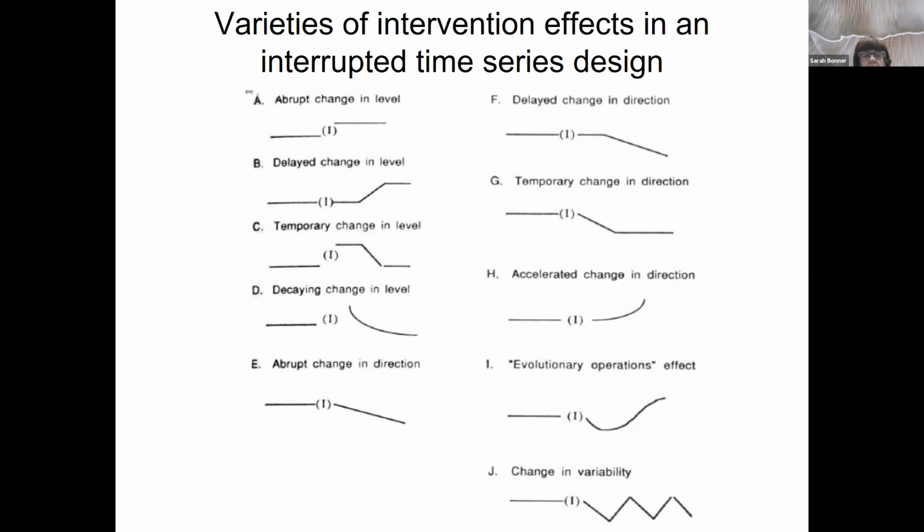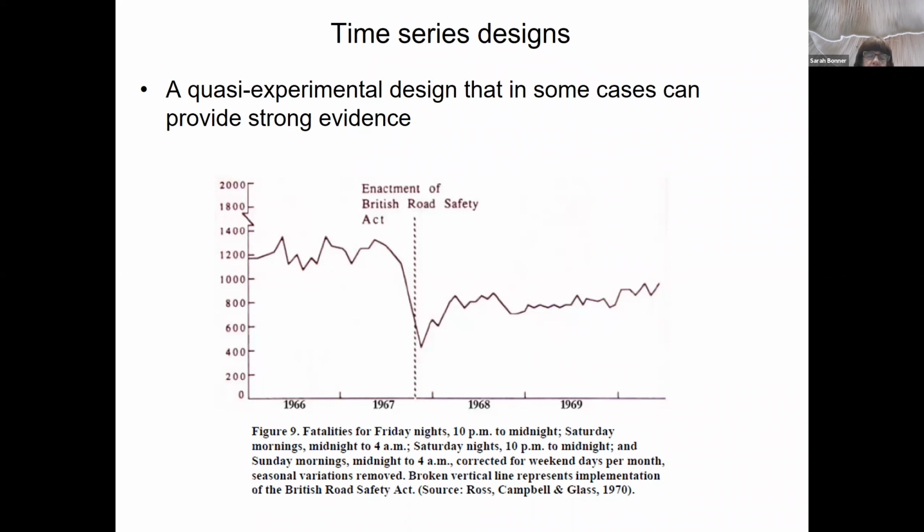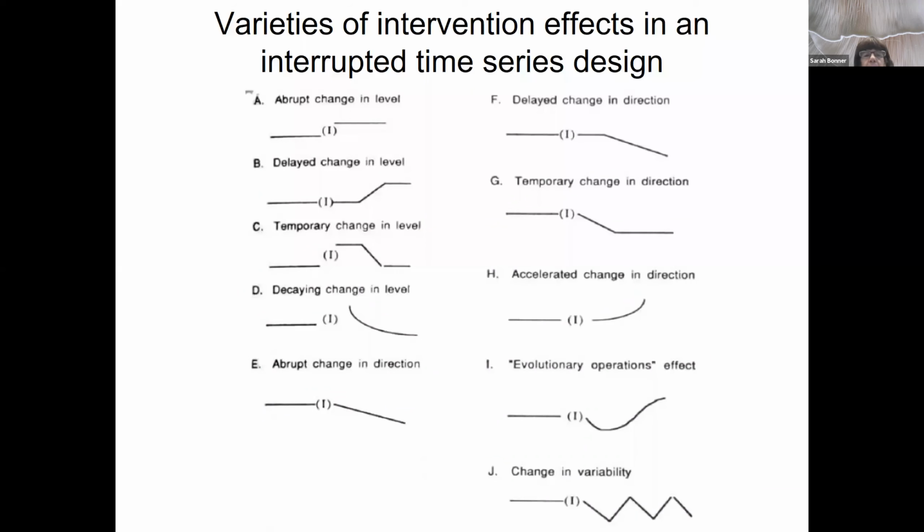So in the example that we saw with the British Road Safety Act, you're basically seeing this abrupt change in level. Right at the intervention point, in our case, the level of fatalities has gone way down. In example A, it goes up, but it's an abrupt change in level. There are other ways that things might happen. A delayed change in level means that it takes a little while for the intervention to have an effect. In that case, perhaps it would be harder to make the claim for causation because maybe other things would have come into place that could explain it.